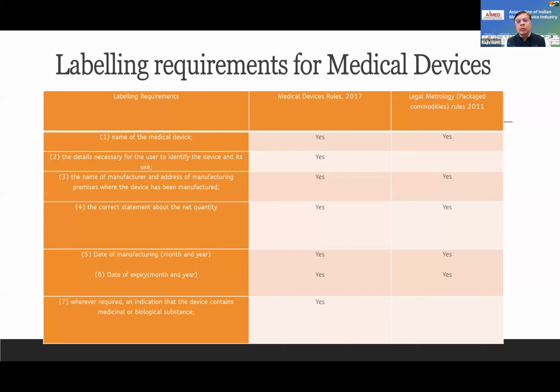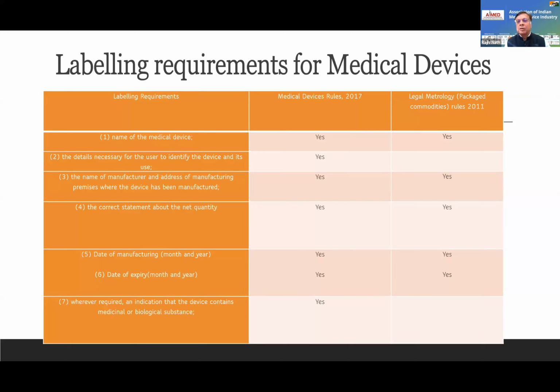Then the statement about the quantity: 1 unit, 100 units. If it's a shelf box, 100 units. If you are making, for example, one pack of 100 pieces or one pack of 10 syringes as the unit of sale, then it should state that this is the minimum unit of sale, having this net quantity inside. It can be in grams, it can be in pieces.